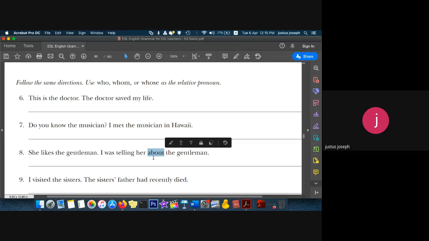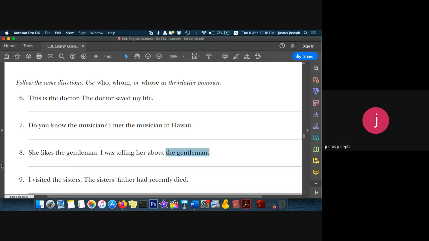As soon as you see this word, put it after this. She likes the gentleman about. The gentleman will become whom. She likes the gentleman about whom I was telling her.